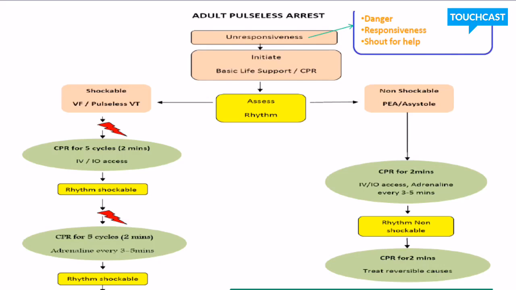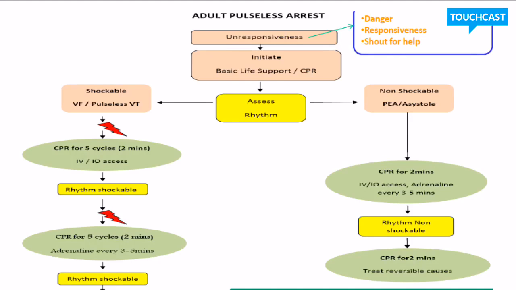The question is, when should you intubate the patient? In non-shockable rhythms, meaning PEA or asystole, you intubate the patient as early as possible. Meaning once you establish the diagnosis of asystole, you get the IV access ready, you give adrenaline, and at the same time you intubate the patient. Then after the subsequent 2 minutes, the second 2 minutes, you continue the CPR and you treat the reversible causes. We are going to discuss the reversible causes later.